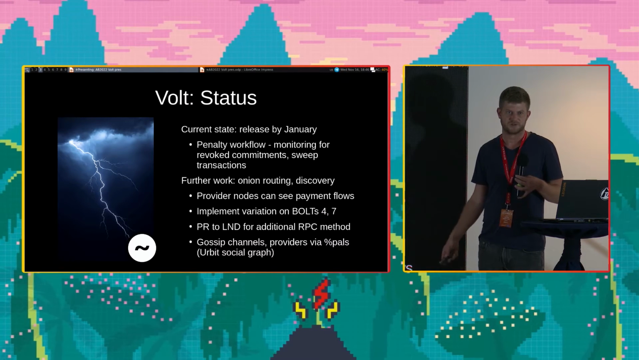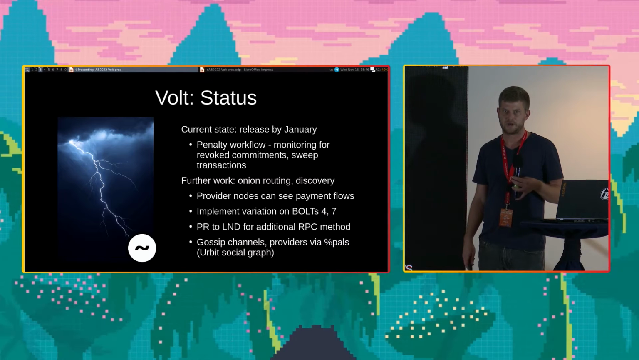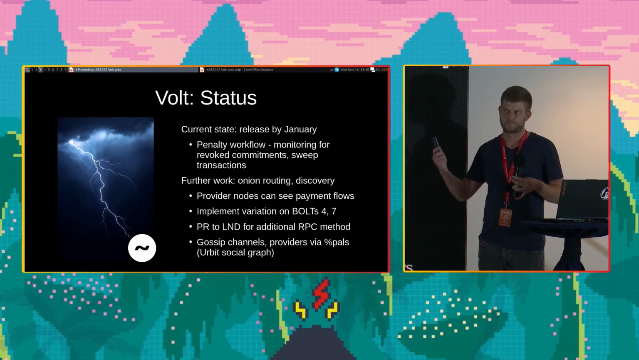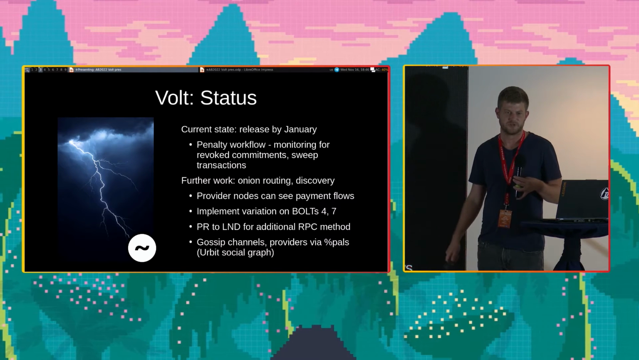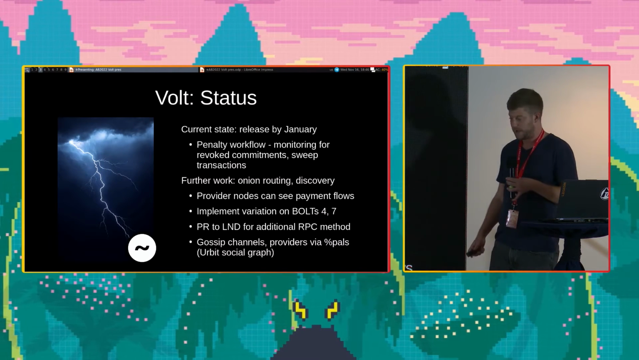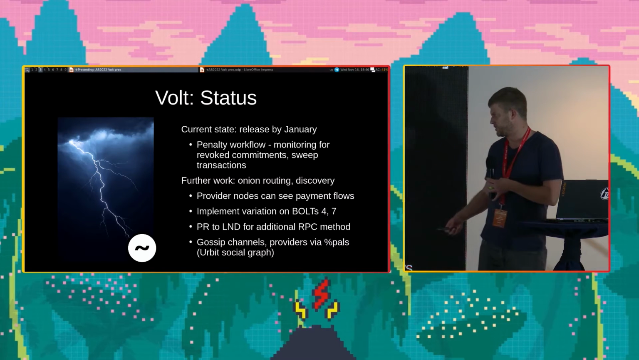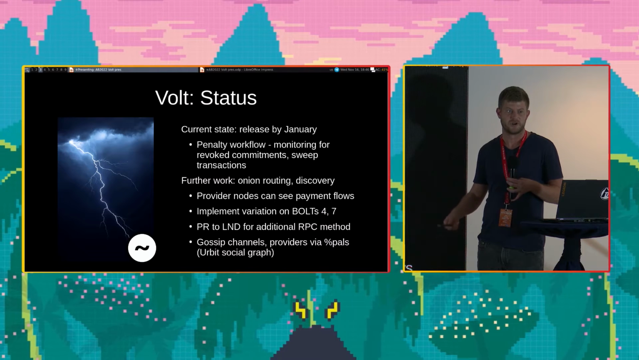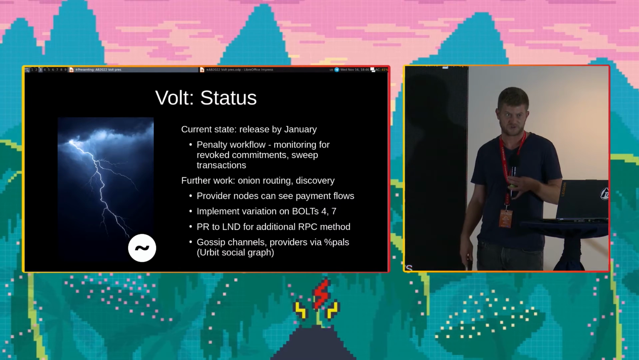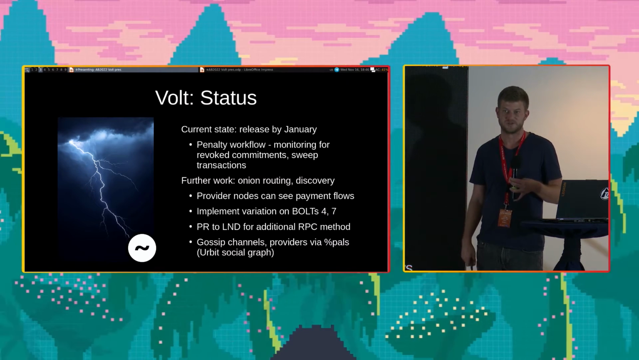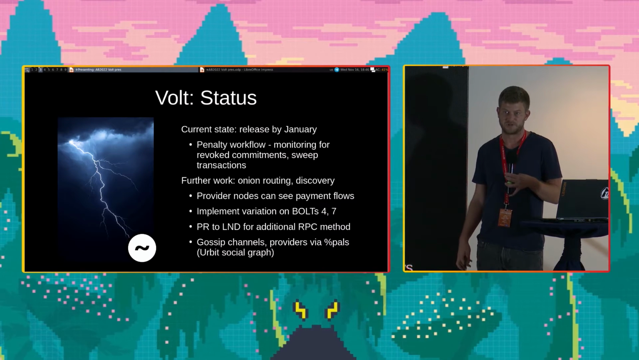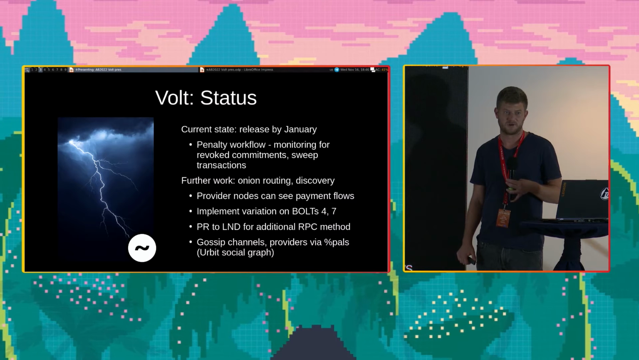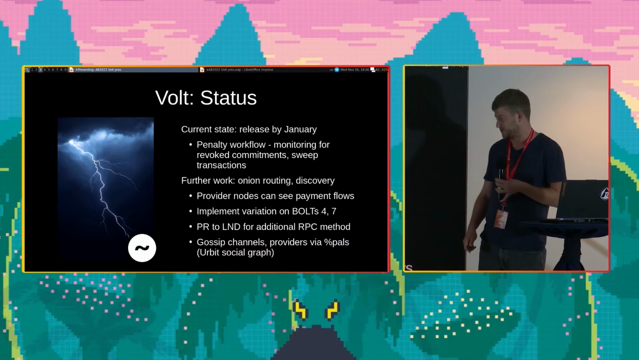That'll be implementing variants on BOLTs 4 and 7 and making a PR to LND to be able to inject payment preimages or hash preimages into a different context, which it doesn't currently do and would be required for this. There's also discovery, so I'll be leveraging the Urbit social graph, PALs, to do discovery of gateway, Volt Provider running peers, as well as channel announcements, all of that, because there's already a gossip protocol built on top of that. And that's the work of a few months, compared to a much longer development cycle outside of Urbit.